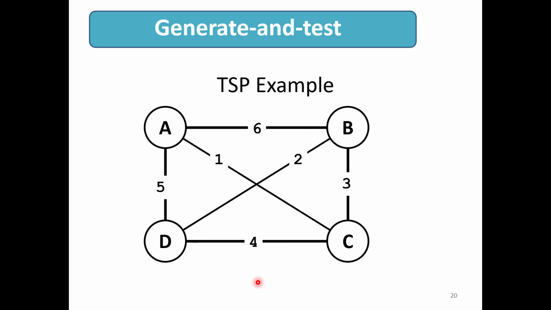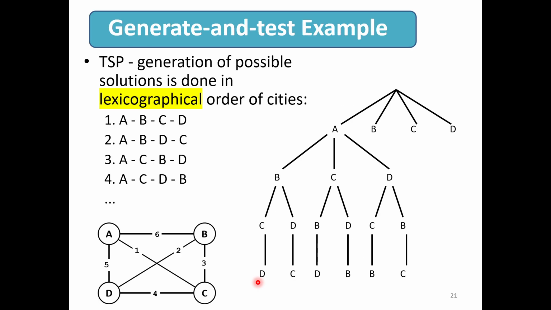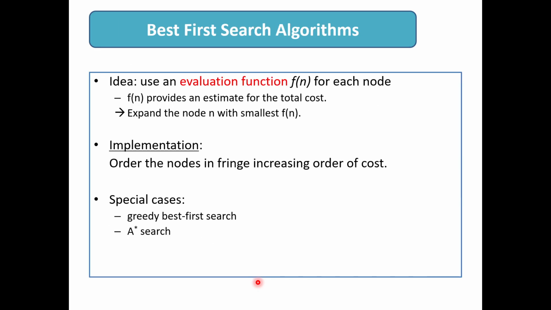For example, take 4 cities A, B, C, D. Then the traveling salesman has to find the best path. This may be A, B, C, D, or A, B, D, C. Like that we have a large number of solutions. Generate one solution like A, B, C, D and check the feasibility or the minimum cost. Again generate A, B, D, C and check whether this is feasible or not. So generate the possible solution, then test. This is called the generate and test example.